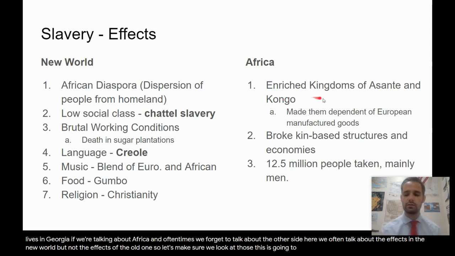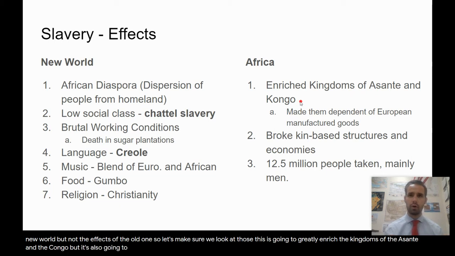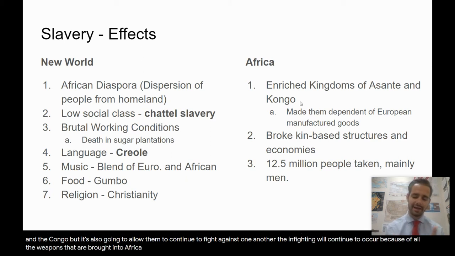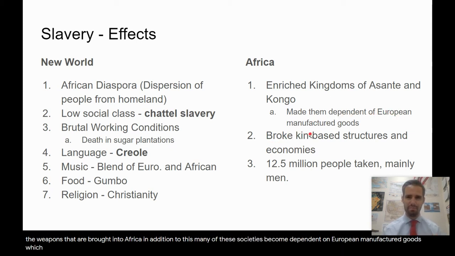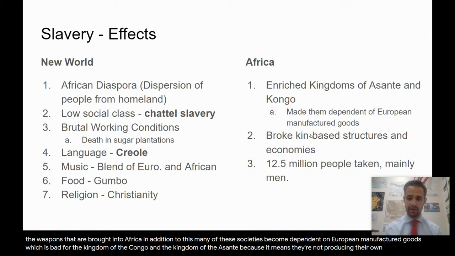This is going to greatly enrich the kingdoms of the Asante and the Congo, but it's also going to allow them to continue to fight against one another. The infighting will continue to occur because of all the weapons that are brought into Africa. In addition to this, many of these societies become dependent on European manufactured goods, which is bad for the Kingdom of the Congo and the Kingdom of the Asante, because it means they're not producing their own manufactured goods.